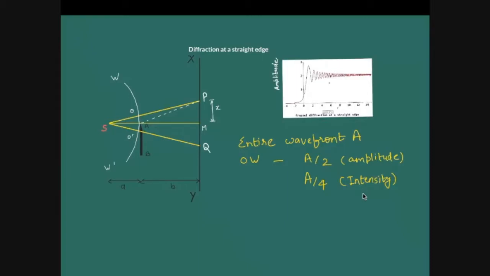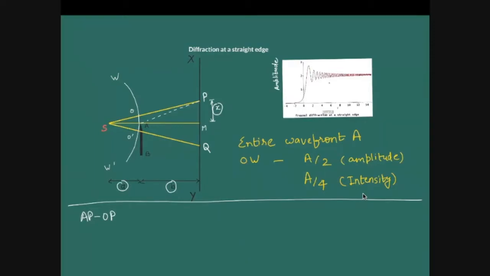So my path difference would be AP minus OP. So here my SA is A and AM is B and PM is X. We are going to make use of all these quantities in order to calculate. You also take a pen and paper and do it with me.